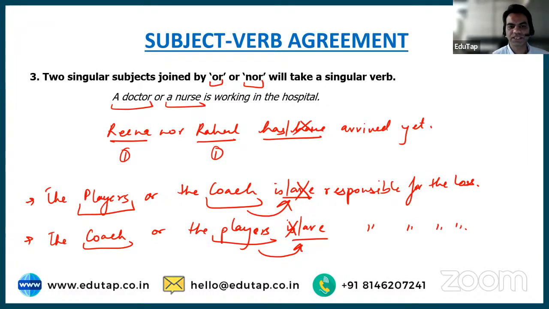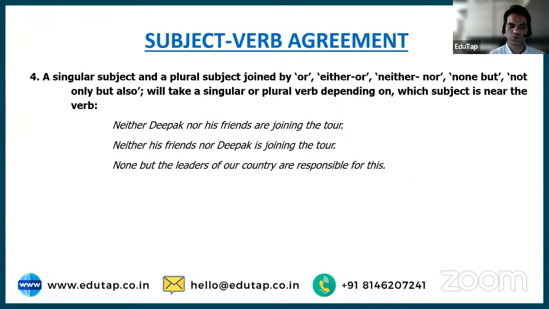If two singular subjects are joined by using or and nor, it will take a singular verb. But if you face a scenario with one singular noun and one plural noun, or both nouns are plural: if both are plural, the verb will be plural. If both are singular, the verb will be singular. But if there is one singular and one plural noun, for example, the coach was singular here, players were plural here, the noun closest to the verb will decide the verb. Got it? All right, guys, let's move on to the next rule.